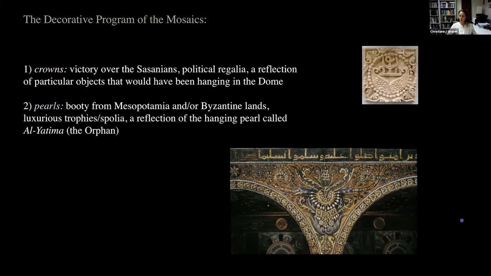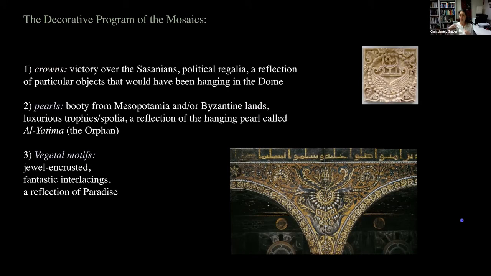And we know from the Islamic textual sources that a very large, enormous pearl, almost the size of an ostrich egg, we're told, was connected to a chain and was hanging in the middle of the dome, from the apex of the dome over the rock. And that pearl was believed to be unlike any other pearl in the world in its size and its sheen, and it was called al-yatima, which means the orphan. And so it might represent the luxury, also the wealth that came into Umayyad possession, and it could have reflected that pearl that was hanging in the structure itself.